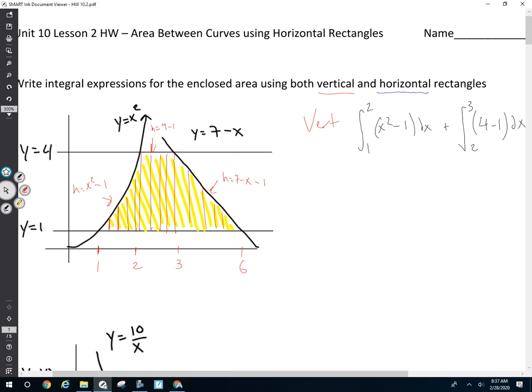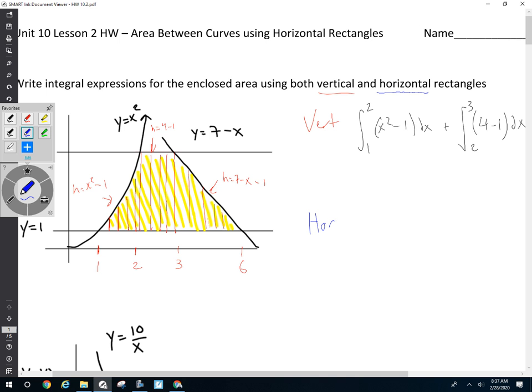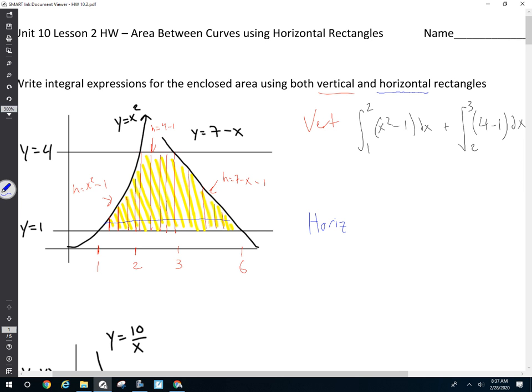And let's go back over and see what horizontal rectangles would look like. Well, I would sum up, with horizontal rectangles, these rectangles that have a skinny height. The height is now a dy, and the width is how long it is. And I see that I'm summing them up going from the bottom to the top. That ensures a positive height if I go up. Okay, so I need to be going up.